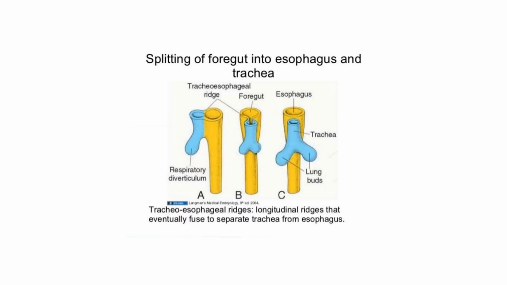Now in this slide you can see how the esophagus and the trachea are forming, and how the foregut is divided into two different tubes, the esophagus and the trachea.